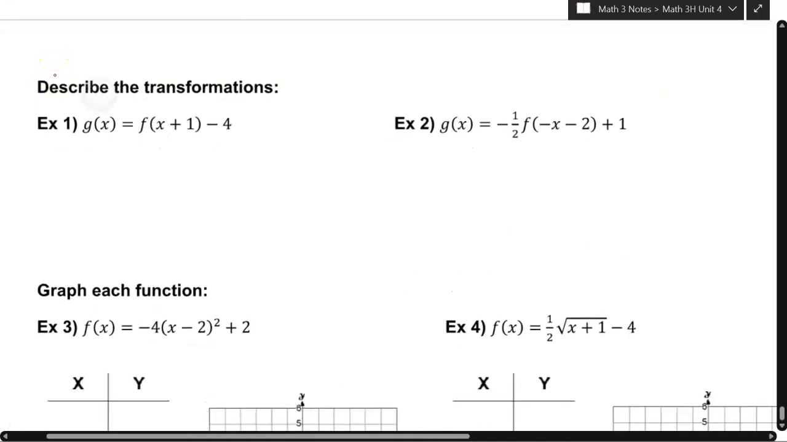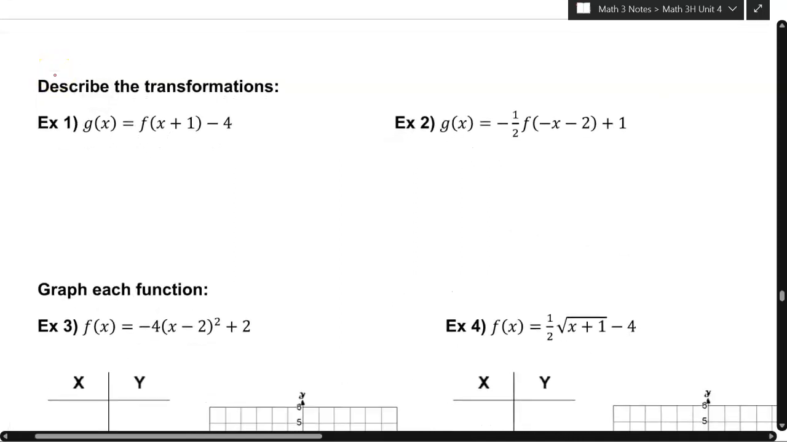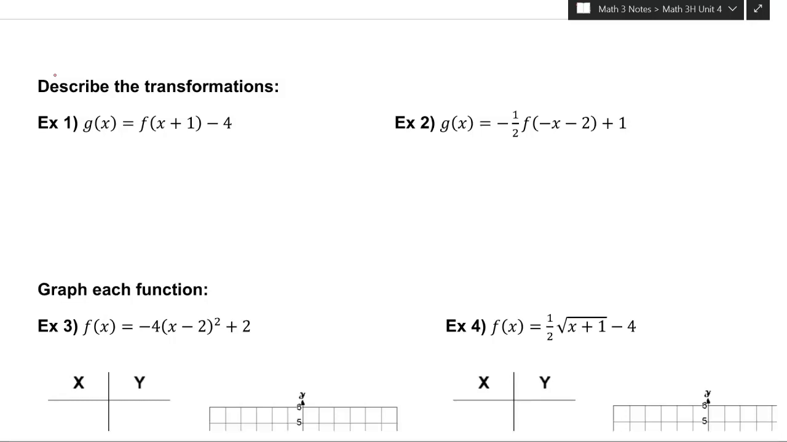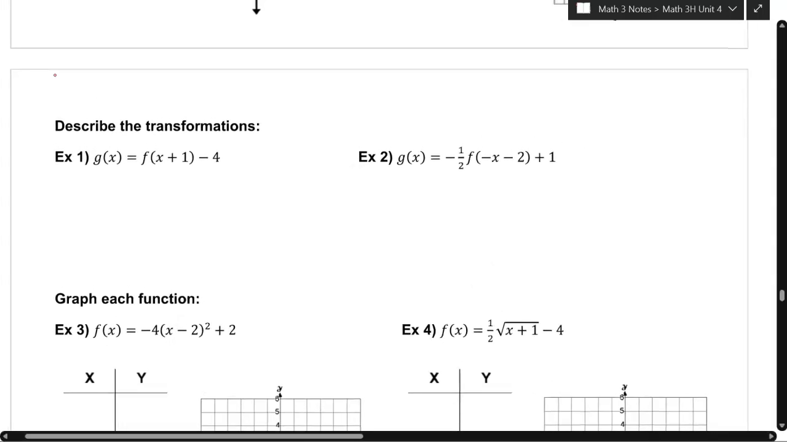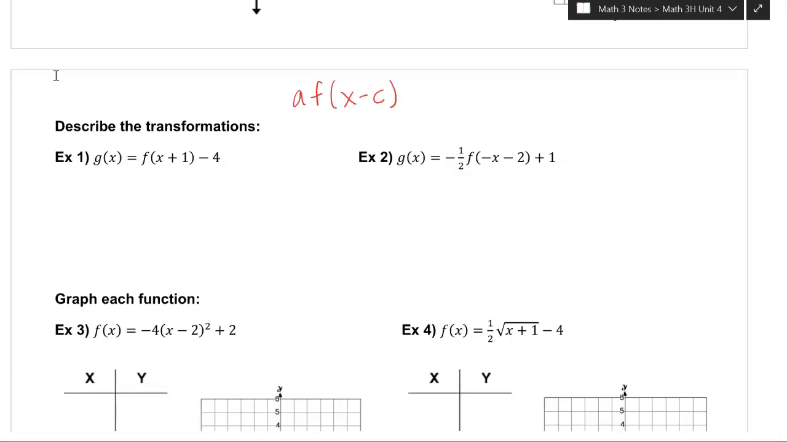All right, now that we have seen the transformations and kind of what they do, we are going to do some more examples. This first one, we're going to describe the transformations, and remember we're basing it off of our a, f of x minus c, and plus d. And then we have b of x right there. Describe the transformations.